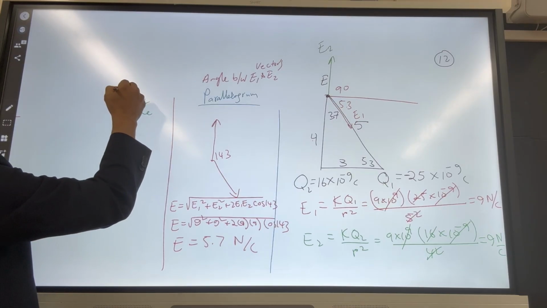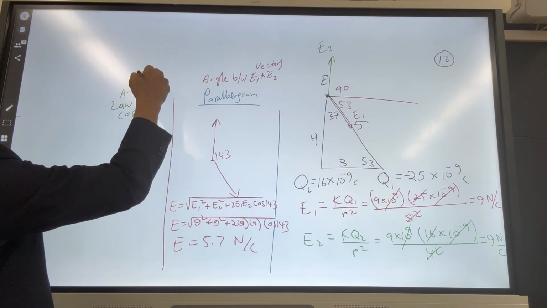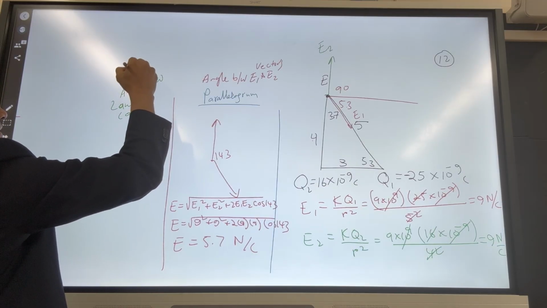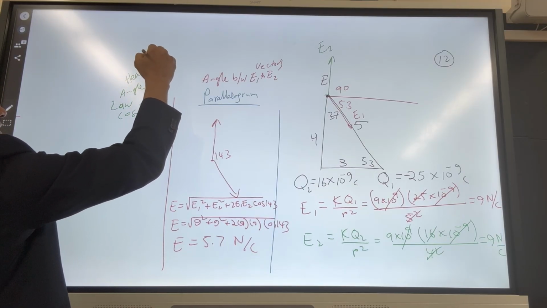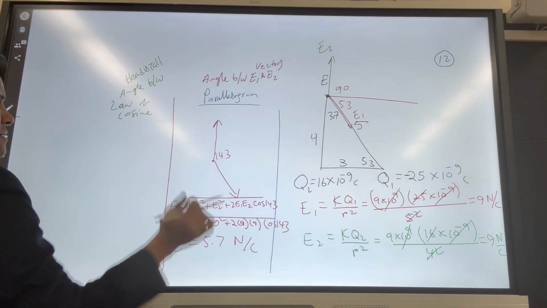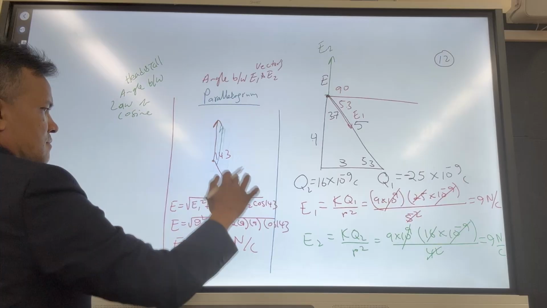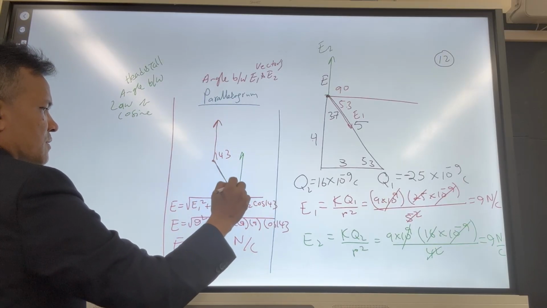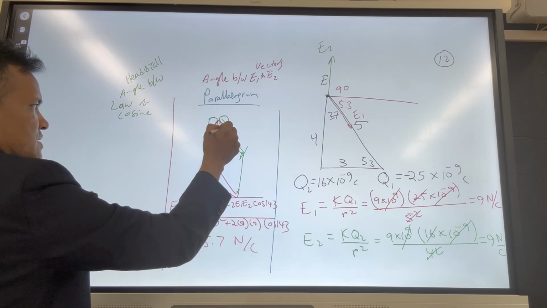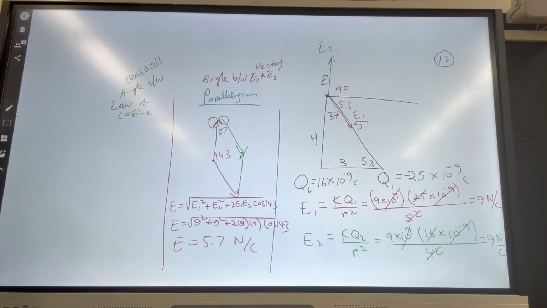you use the angle between head and tail. Okay, what is the angle between head and tail? Let's check it out. Let's create a parallelogram. Is this the head? Yes. Is this the tail? Yes. So this angle, 37, is the head and tail.